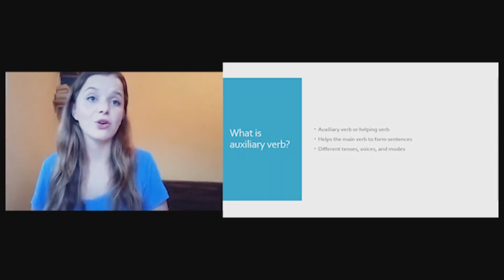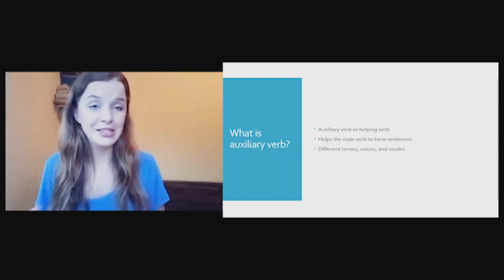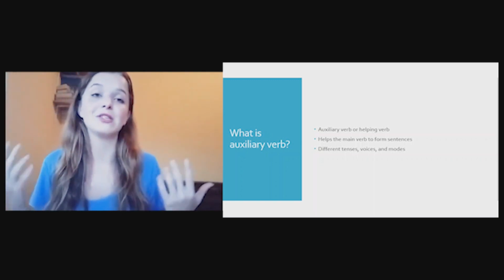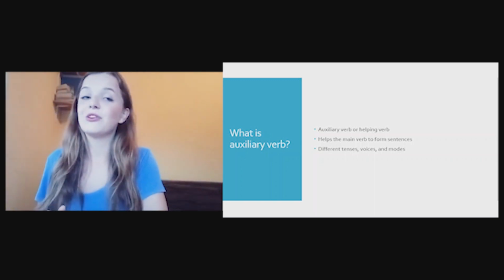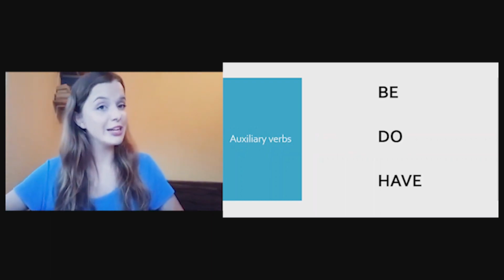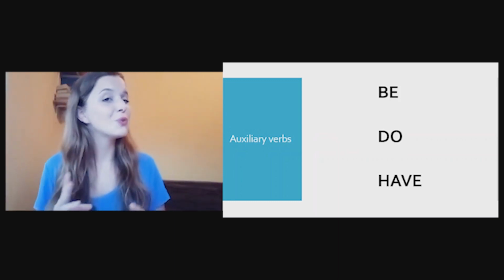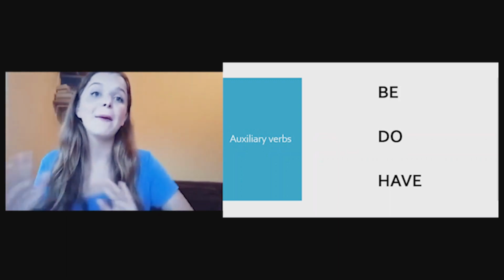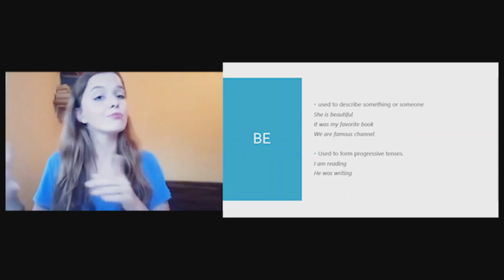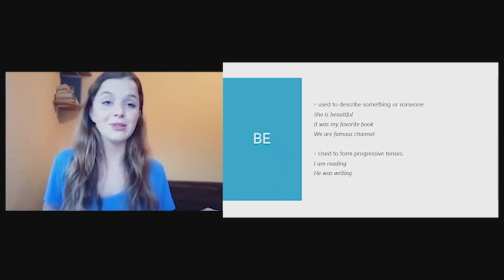Thanks to the existence of the auxiliary verbs, we can form different sentence structures, and our ability to convey ideas also becomes very versatile. There are three main auxiliary verbs in the English language: be, do, and have, and each of these we are going to cover separately so that you can understand in what situations you're going to use them. Be or to be is used to describe something or someone, like she is beautiful, it was my favorite book, or we are a famous channel.